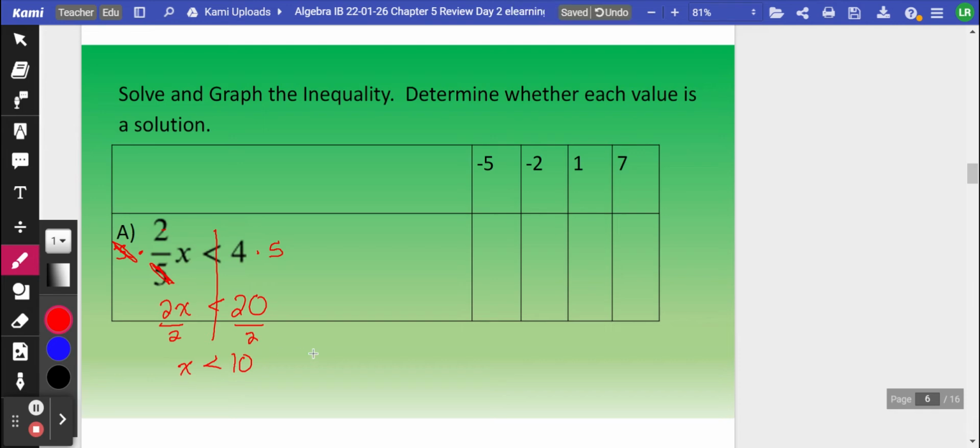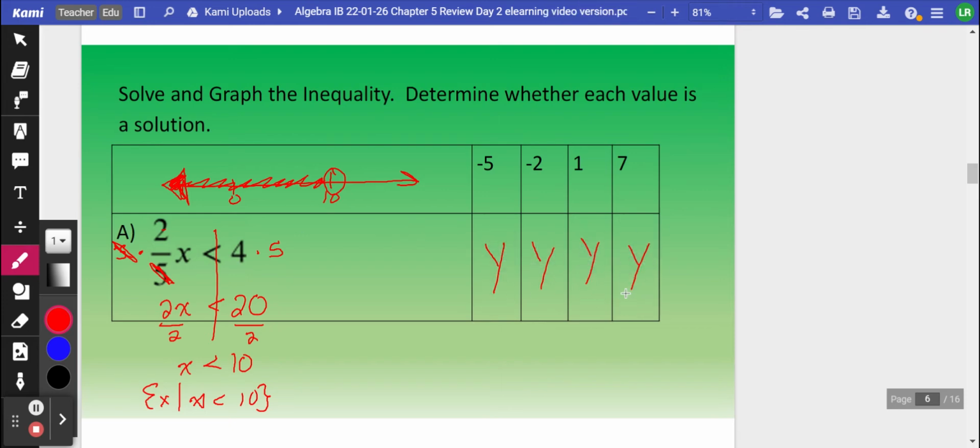Okay? Set notation then. X such that x is less than 10. Okay? We need to do a number line. So 10 is here. 0 is here. That is an open dot on 10, and it is shaded to the left. Reminder, when we do our shading, our x does have to be on the left, like we were taught in set notation. So which of these are solutions? All of them. So they would all be given a yes. Okay, every single one of those is in the shaded area.